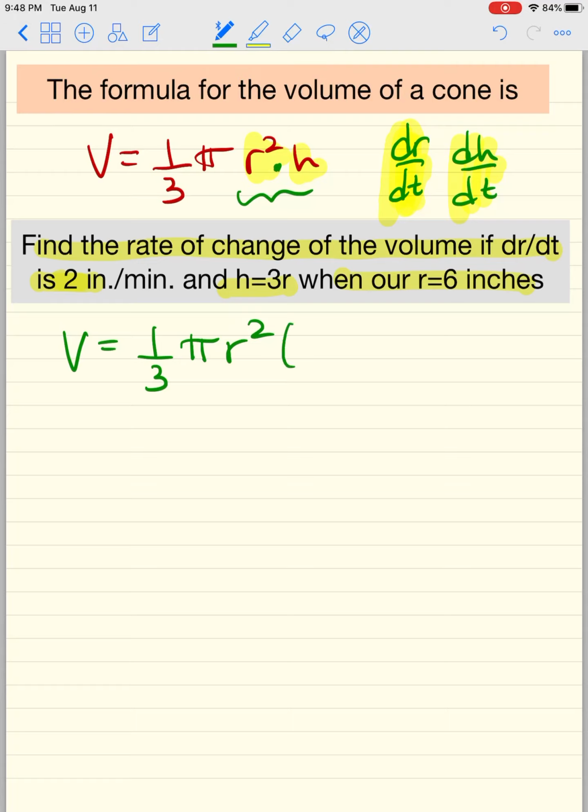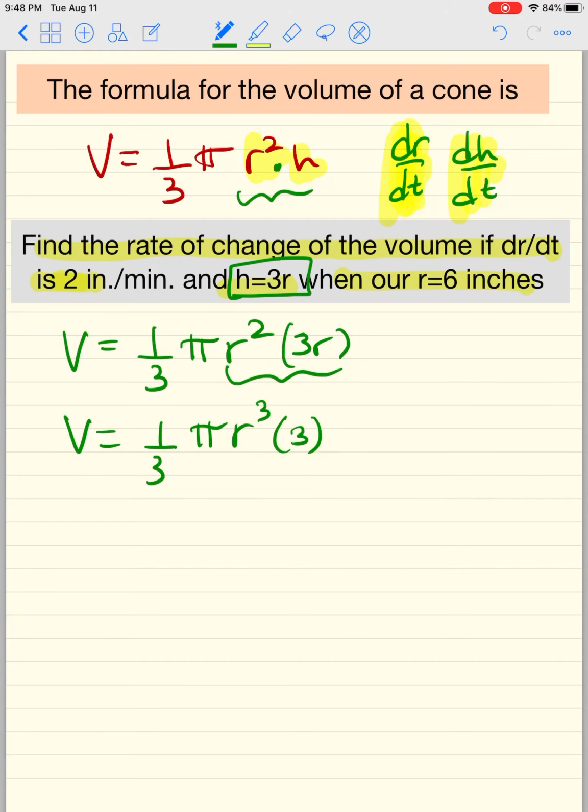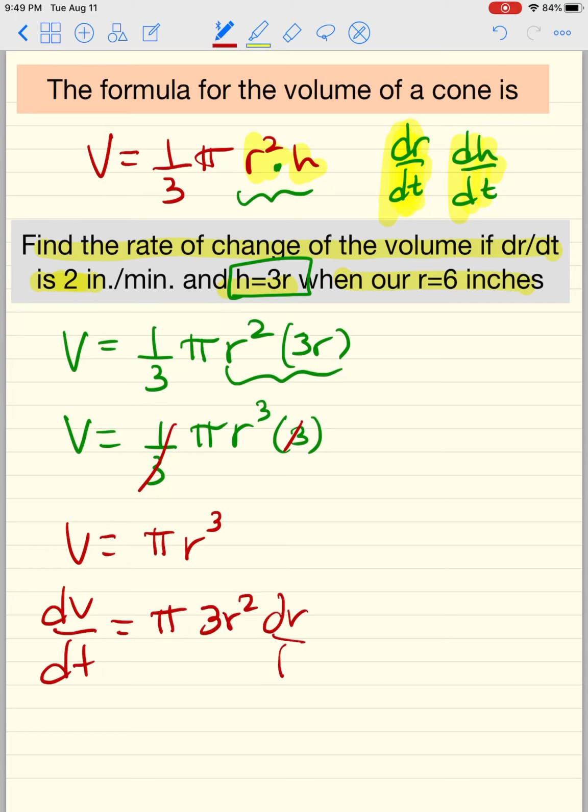So V equals 1/3 pi r squared times h. H, they told you, is 3r. If you clean this up, you're going to get 1/3 pi, and this is going to be r cubed and a 3, right? Because r squared times r. Now a 1/3 times a 3 cancel each other out. So V is actually equal to pi r cubed. If you take the derivative, you get dV/dt equals pi times 3r squared dr/dt.